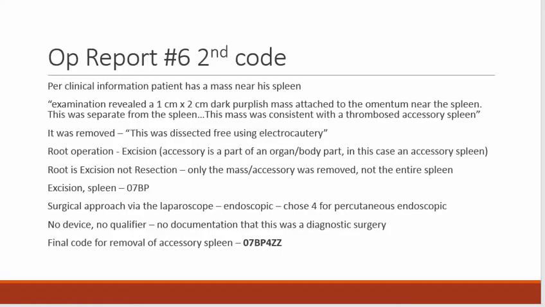And additionally, above that information, it states the patient was found to have what was called an accessory spleen. It states that examination revealed a 1 centimeter by 2 centimeter dark purplish mass attached to the omentum near the spleen. This was separate from the spleen. He had a normal appearing lobulated spleen in the left upper quadrant. This mass was consistent with the thrombosed accessory spleen. This was dissected free using electrocautery.